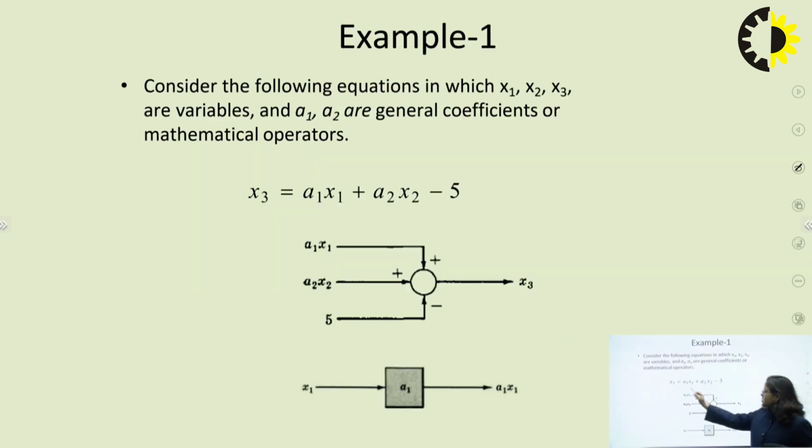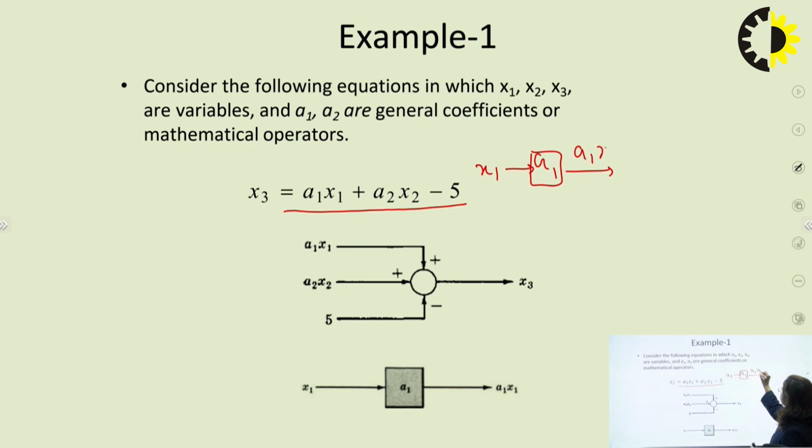For example, consider an example of this system. The inputs are x1 and x2. Gains are a1 and a2, which are represented by square blocks. So we can design this system as: a1, input is x1, so the output will be a1 x1. Second block gain is a2, input is x2, so the output will be a2 x2.